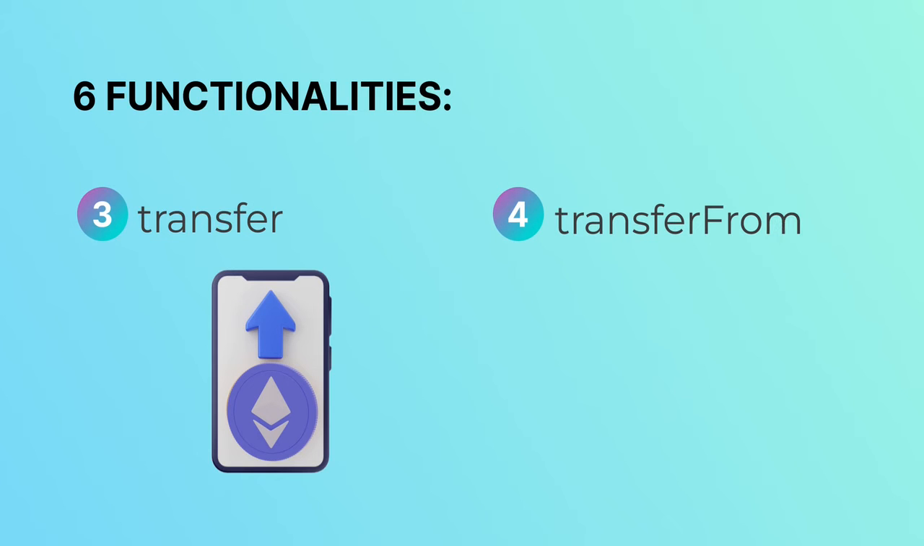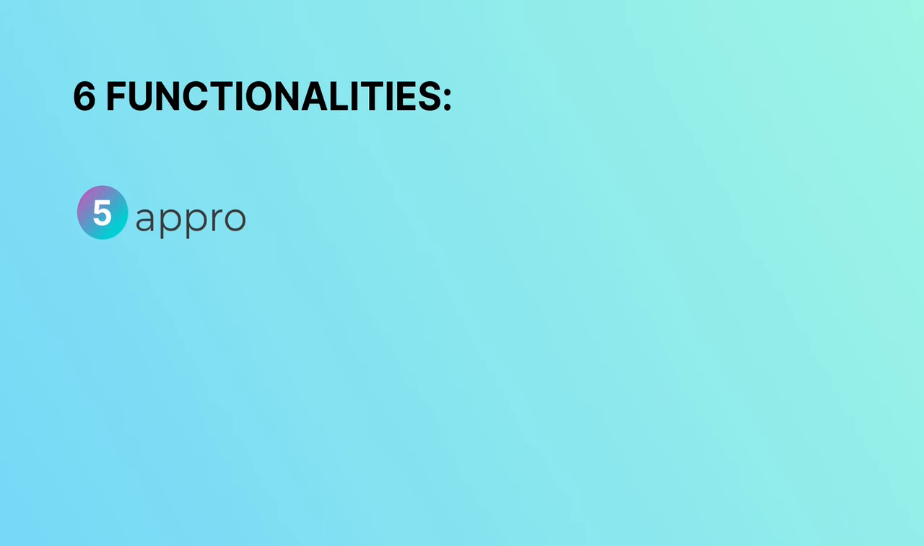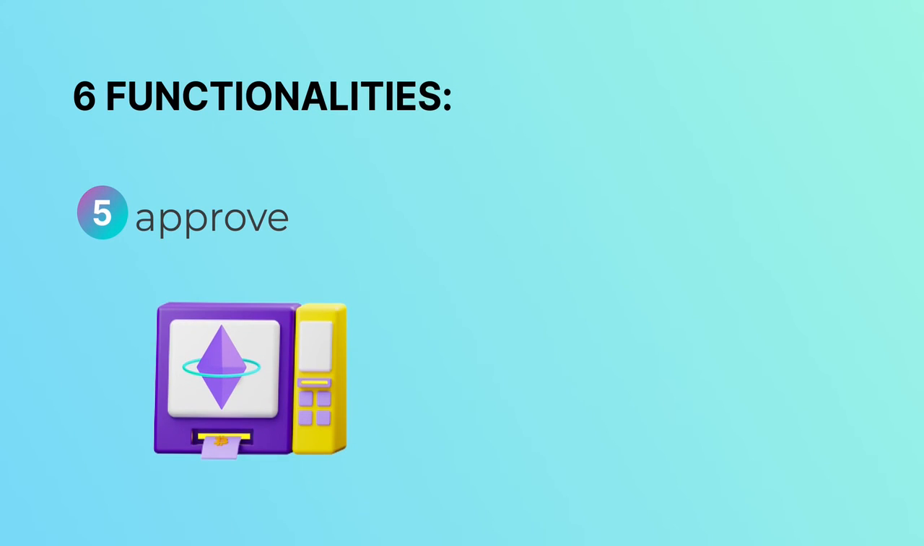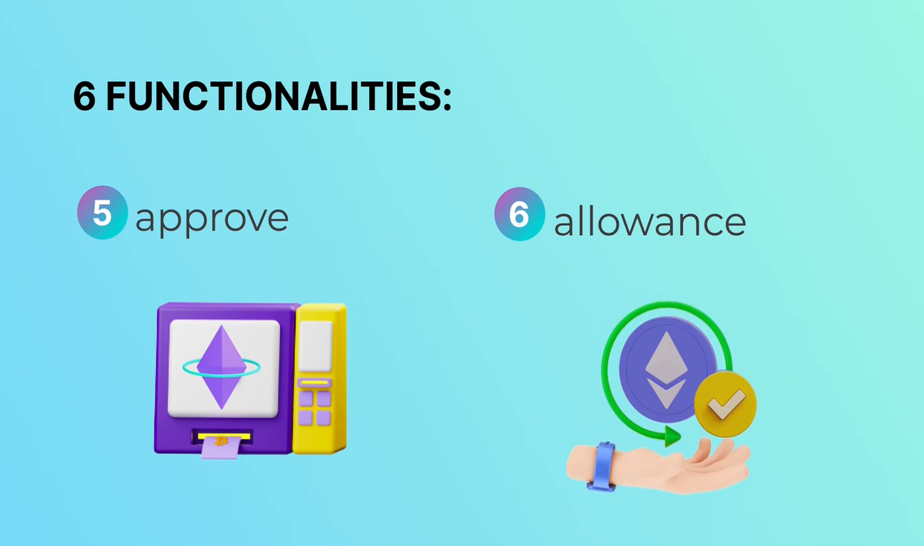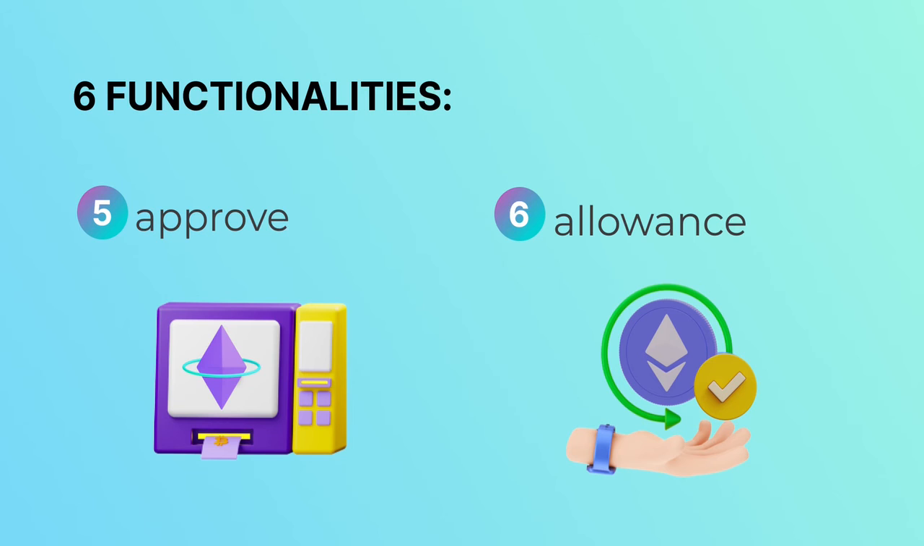4. Transfer from. It executes token transfers between 2 users. 5. Approve. Allows a user to withdraw a set number of tokens from a specific account. And finally, 6. Allowance. Checks to see if a user actually has enough tokens for a particular transfer.